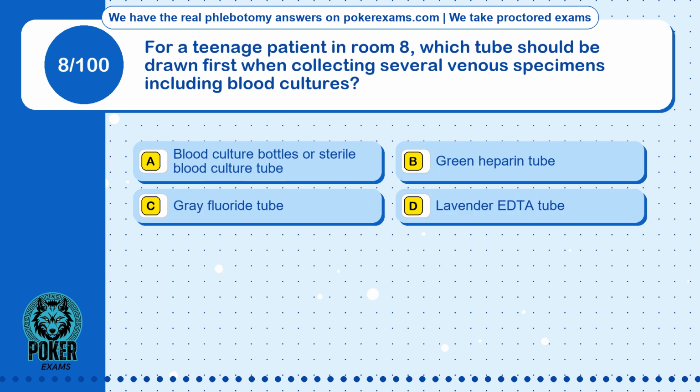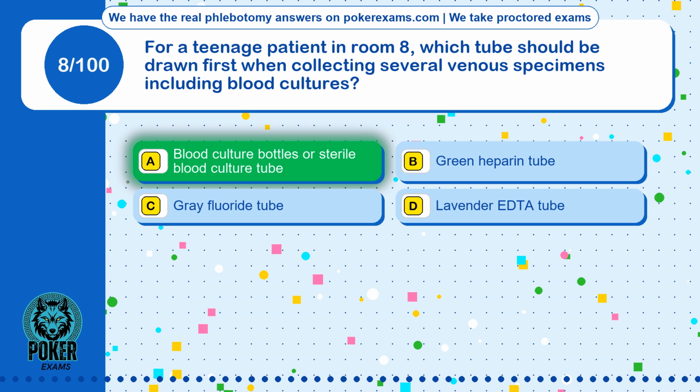Question 8. For a teenage patient in room 8, which tube should be drawn first when collecting several venous specimens including blood cultures? Option A. Blood culture bottles or sterile blood culture tube. Option B. Green heparin tube. Option C. Gray fluoride tube. Option D. Lavender EDTA tube.